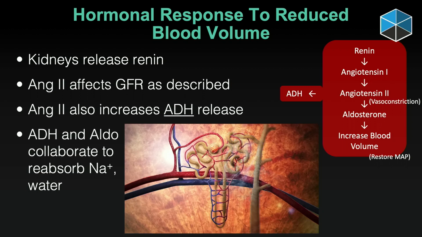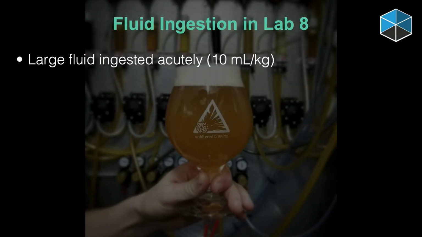All right, you've been ADH'd to death, I'm sure. So this is low blood volume or low body fluids. In lab 8, we saw something different, with large ingestion of fluids. You saw a surplus of body water.